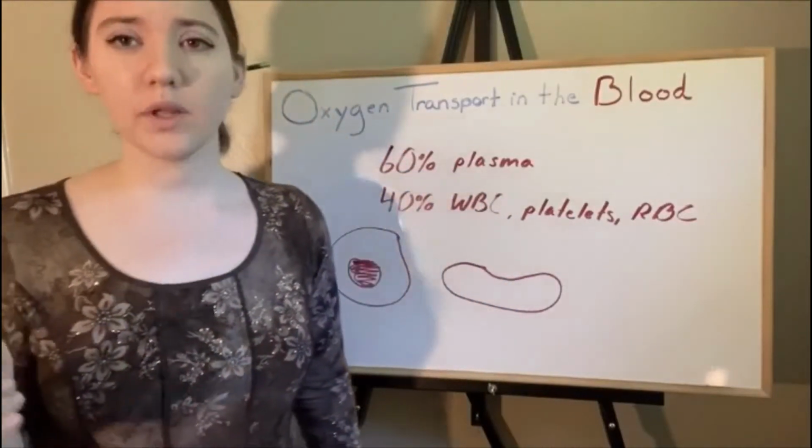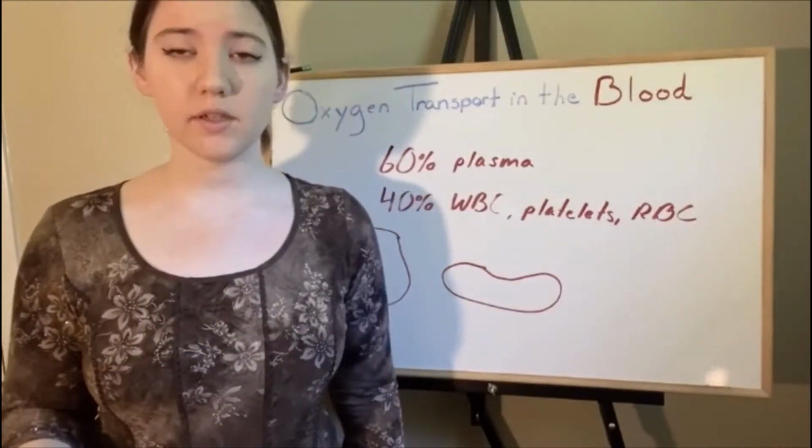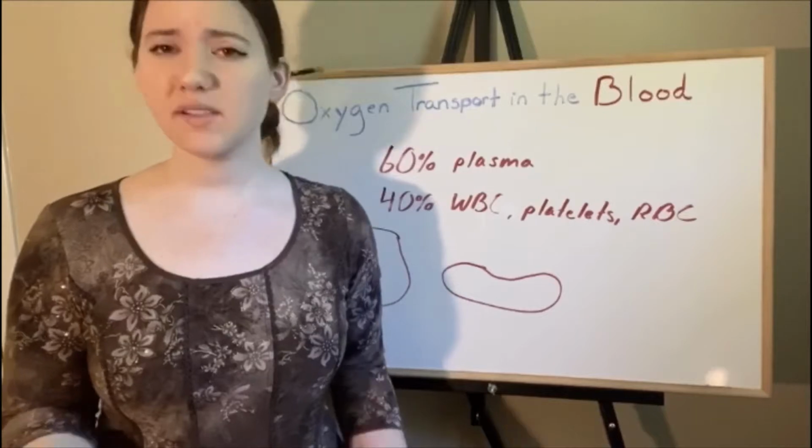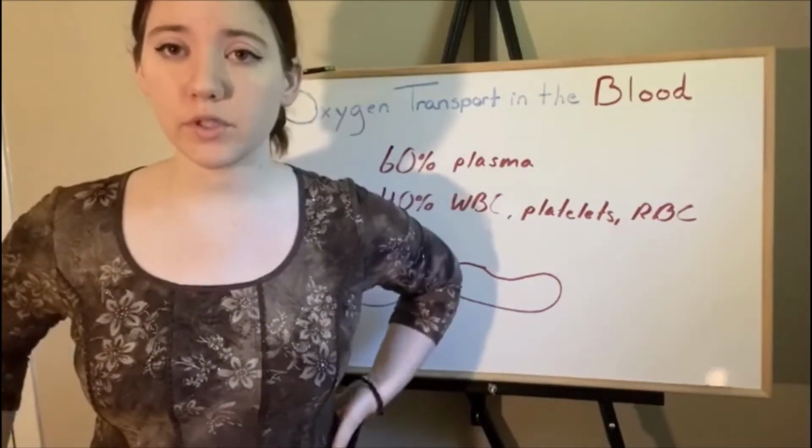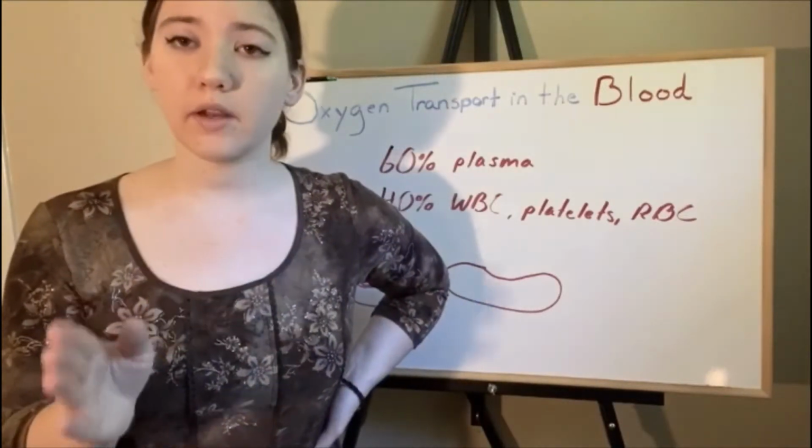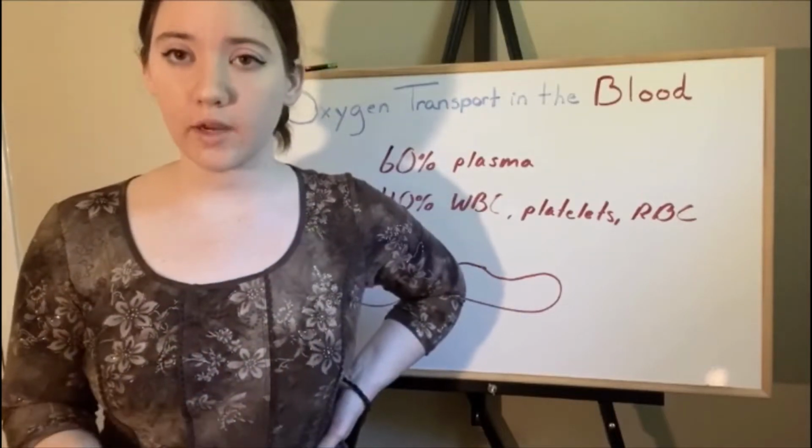Anyways, mature red blood cells are a bit different from average cells because they don't have a nucleus or many organelles. Because they lack this nucleus and ribosomes, they're not able to reproduce on their own or to make new proteins. They also lack a mitochondria, which means they have to get their energy through anaerobic respiration.